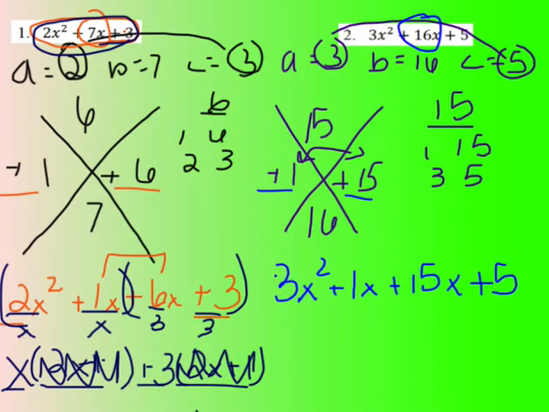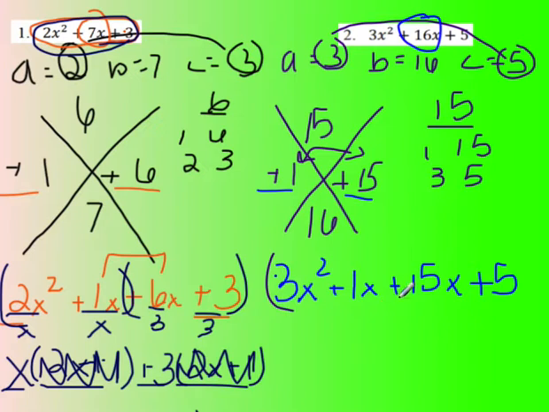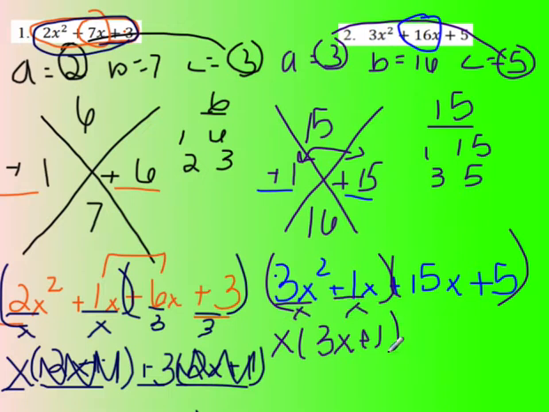And now I need to factor this by grouping. So group, group. Between 3x squared and 1x, I can take out an x. And then I'm left with 3x plus 1 when you divide each of those terms by x. Then between 15 and 5, you can take out a 5. So we're dividing each of those terms by 5. 15 divided by 5 is 3, and then you're left with x, and 5 over 5 is 1.